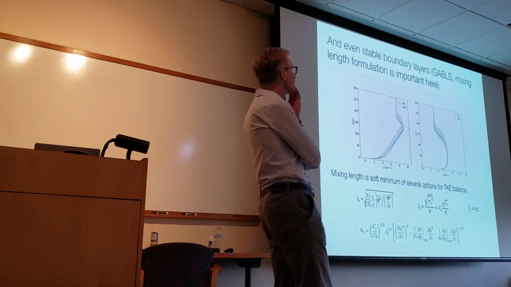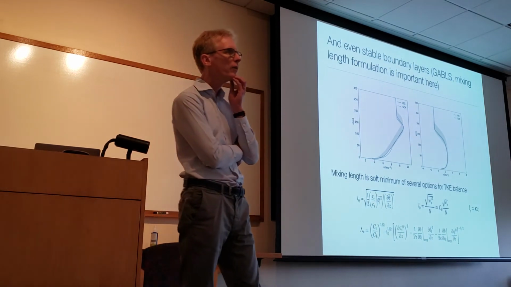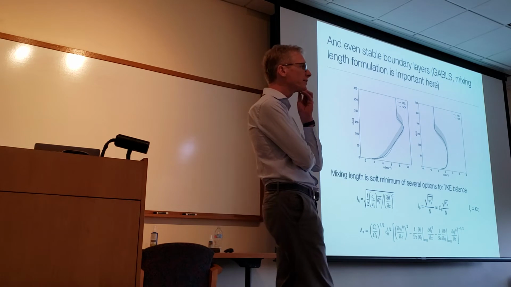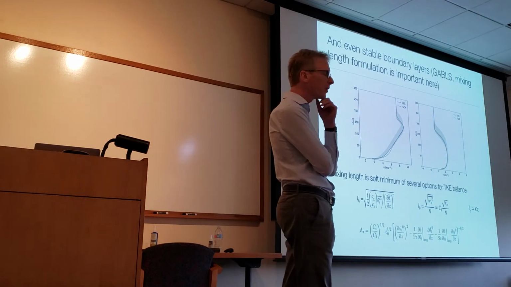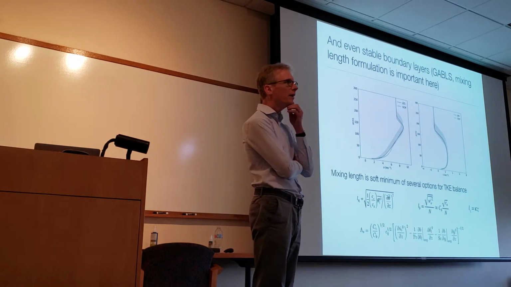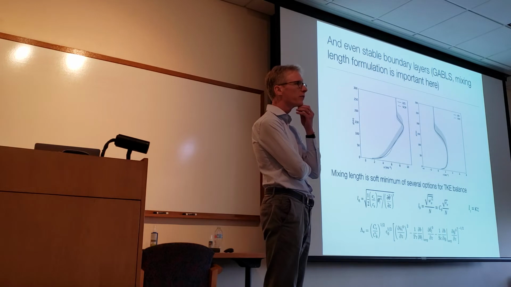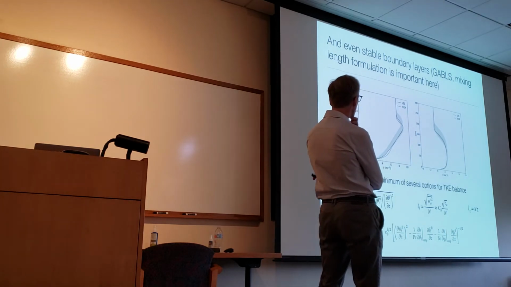Here's something else. This is a polar boundary layer. GABLS is a specific campaign there. So it's a stable boundary layer, and that's a notoriously difficult situation for any parameterization, for any climate model. Turbulence is intermittent and weak, and to get profiles of velocities out of constant variables is hard.